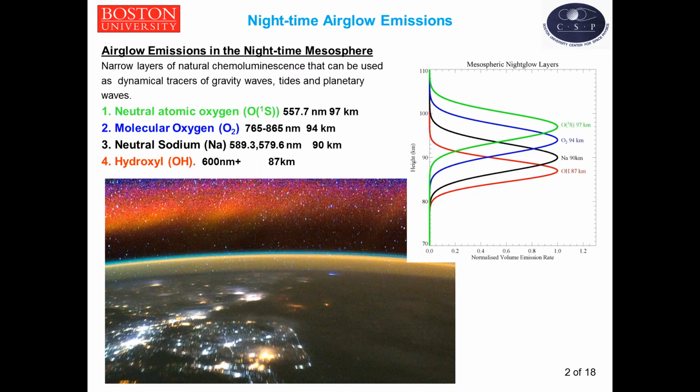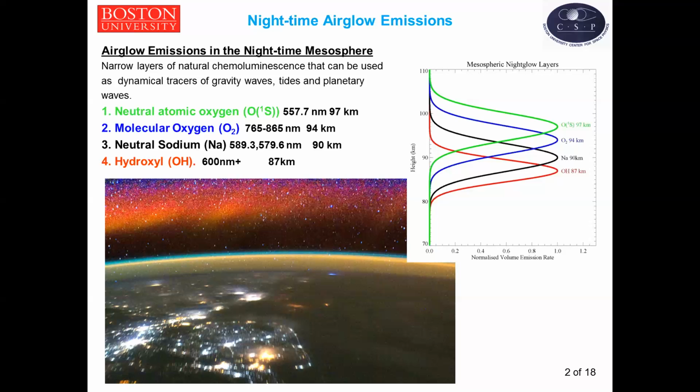There are several of them. There's green line oxygen, which is at 97 kilometers, molecular oxygen, which is at 94, neutral sodium, which is at 90 kilometers, and hydroxyl, or OH, which is at 87 kilometers. And there's a schematic diagram there to show you the relative heights. On the bottom left, you can see a photograph from the International Space Station showing these airglow layers.